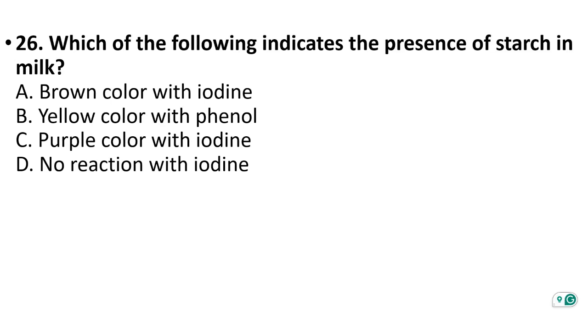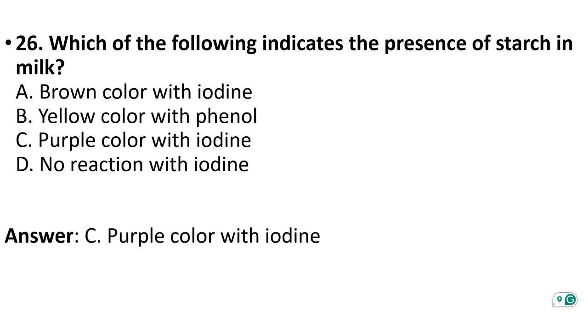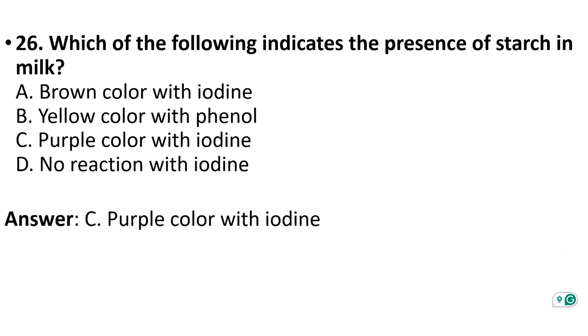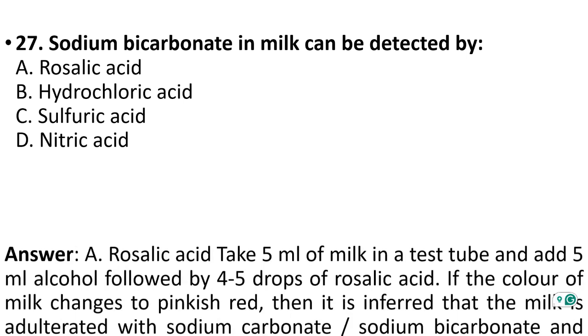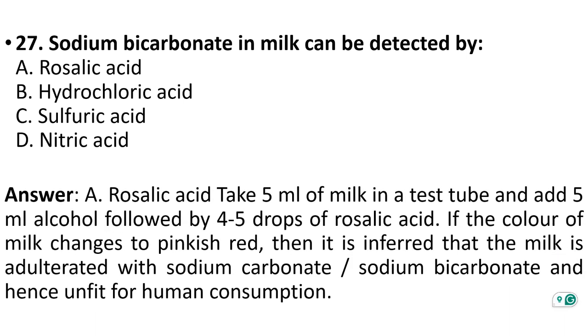26. Which of the following indicates the presence of starch in milk? Brown color with iodine, yellow color with phenol, purple color with iodine, no reaction with iodine? Your answer is option C, purple color with iodine. 27. Sodium bicarbonate in milk can be detected by rosalic acid, hydrochloric acid, sulfuric acid, nitric acid? A. Rosalic acid.